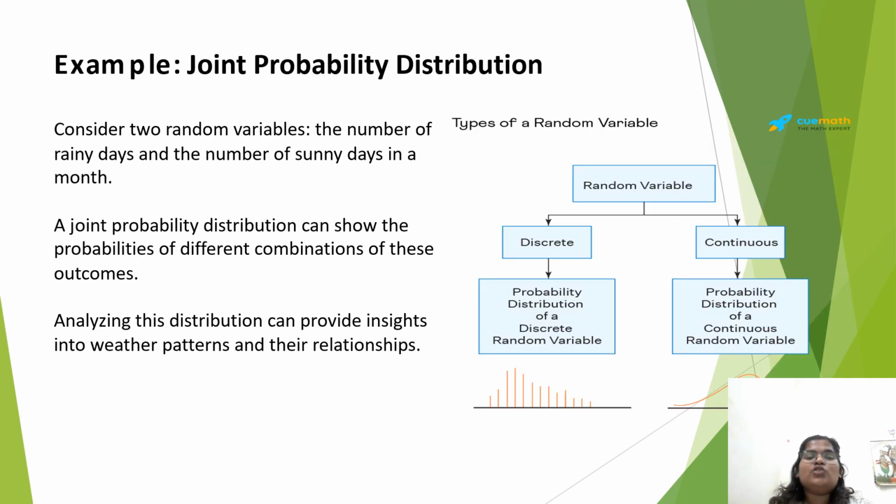Example of a joint probability distribution. Consider two random variables: the number of rainy days and the number of sunny days in a month. A joint probability distribution can show the probabilities of different combinations of these outcomes. Analyzing the distribution can provide insight into weather patterns and their relationships. Types of random variables: discrete, which is a probability distribution of a discrete random variable, and continuous, the probability distribution of a continuous random variable.